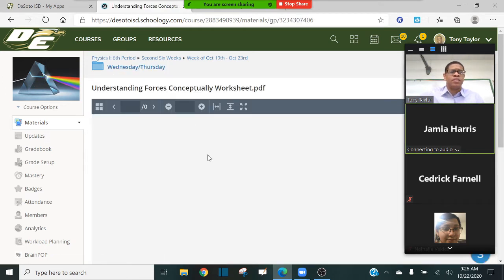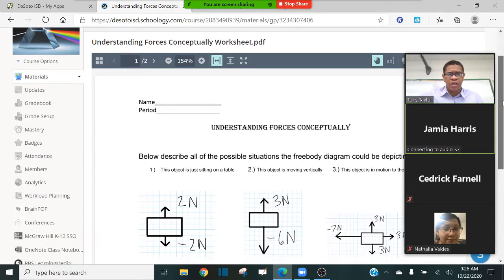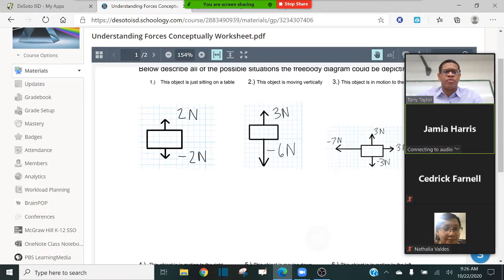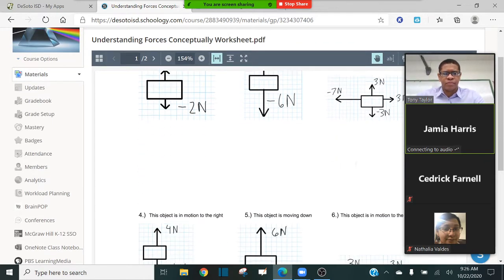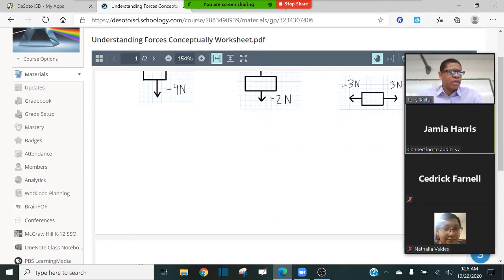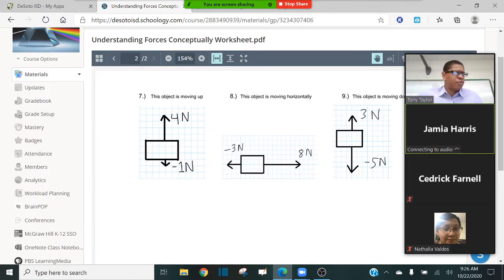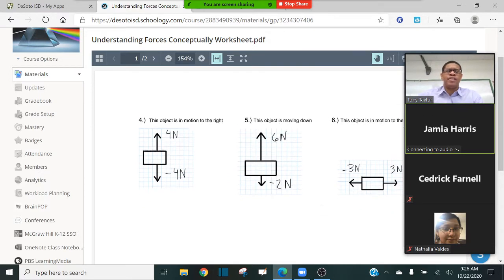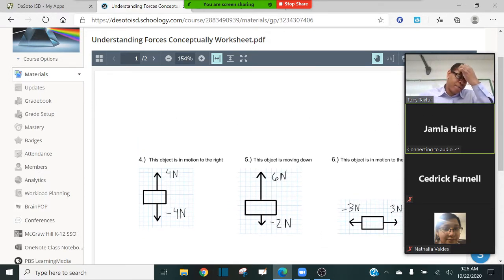It's your responsibility to have a pen and paper to write down everything that I'm writing. We're going to do problems 1 through 6 together. And then the back, number 7 through 12, you're going to finish on your own. Then you're going to take a picture of your work and upload that into Schoology to count as your grade.